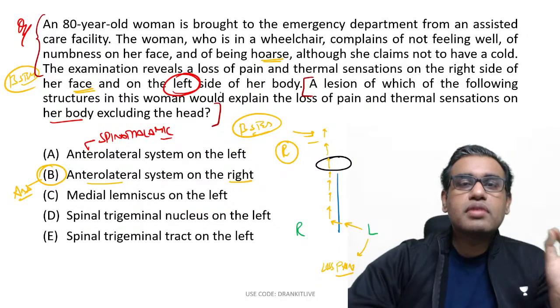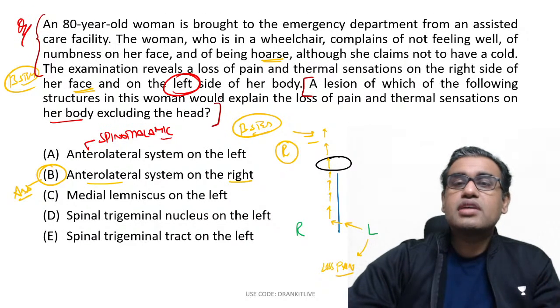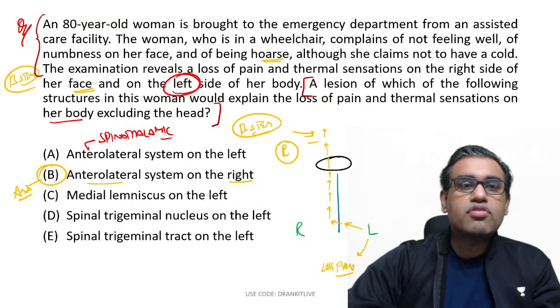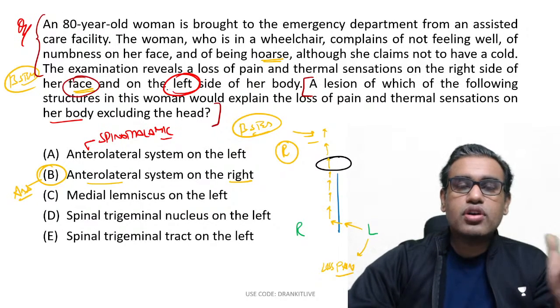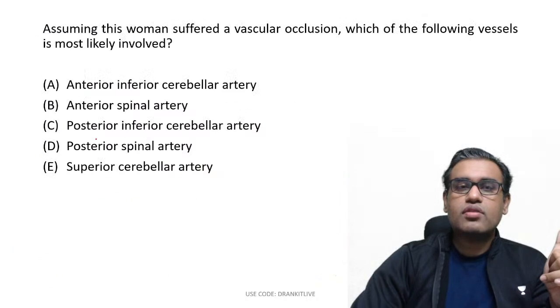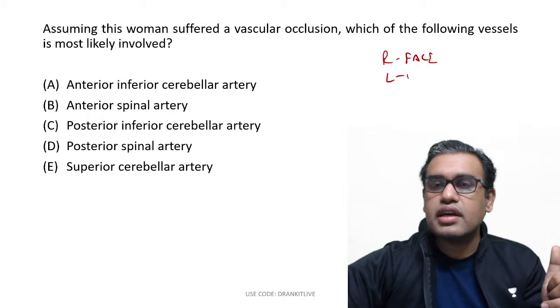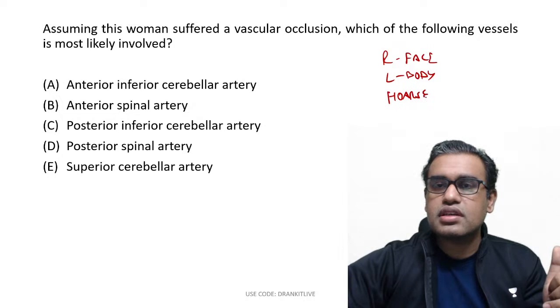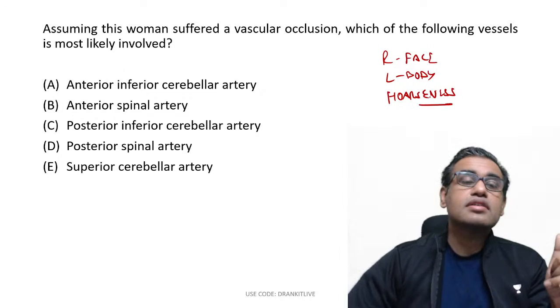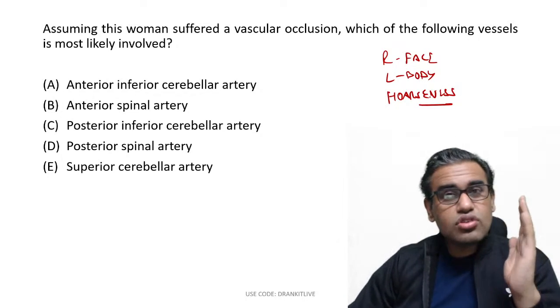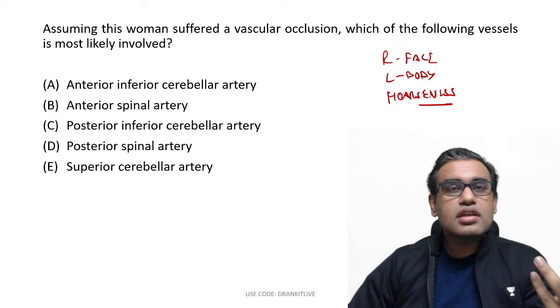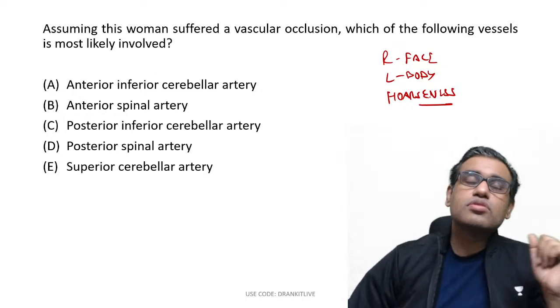The lady was brought to emergency. Numbness on her face, hoarseness of voice, right side face numbness, left side body numbness. Okay, so we'll write over here: right side face numbness and left side body numbness, and she also had hoarseness in her voice. That was, if you summarize the case. Assuming this woman suffered a vascular occlusion, a brainstem vascular syndrome, which vessel is most likely involved?